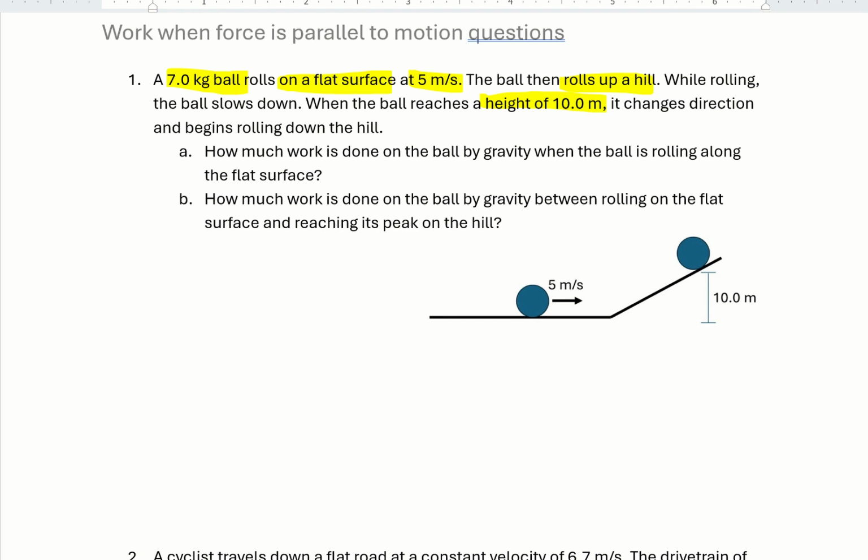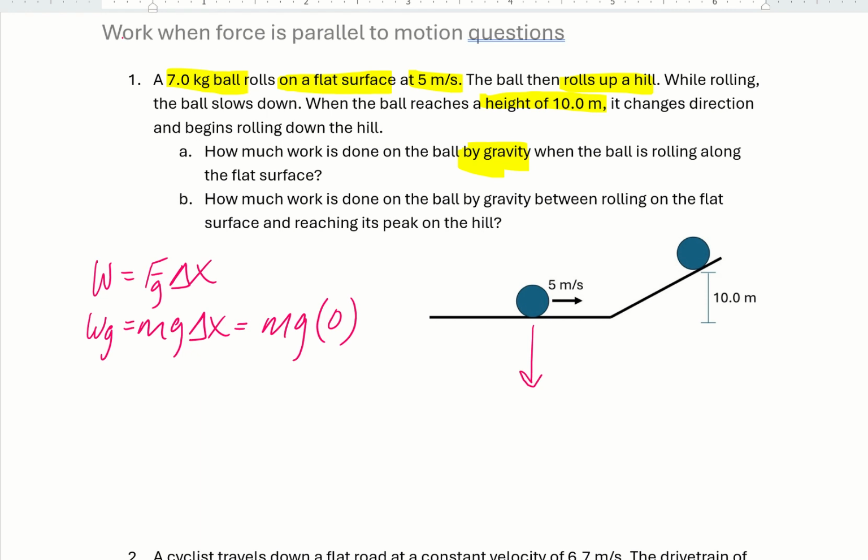So the first question is, how much work is done on the ball by gravity when the ball is just rolling along the flat surface? So when the ball is rolling along the flat surface, there is a force of gravity, but if you remember, work is force times displacement. Gravity is pulling down on the ball, but when the ball is rolling on a flat surface, there is no displacement. So work from gravity is mg delta x, but in this case, delta x is 0, so our work is 0 joules on the flat surface. So if there's no displacement, there's no work. So here it's 0 joules.